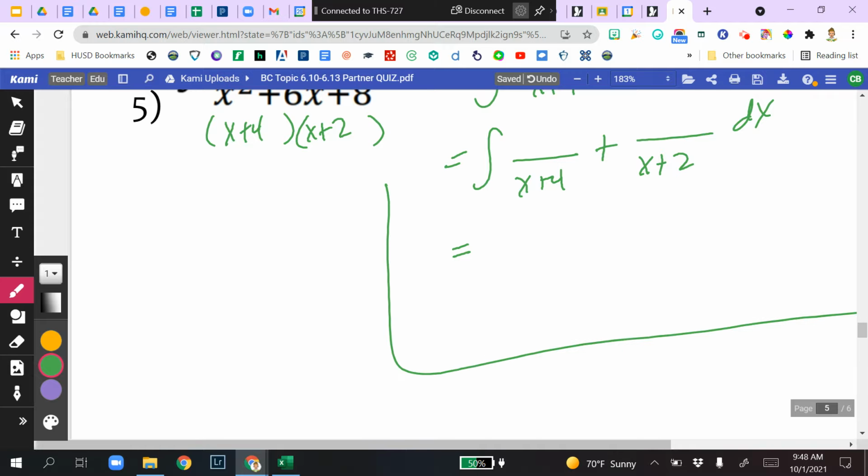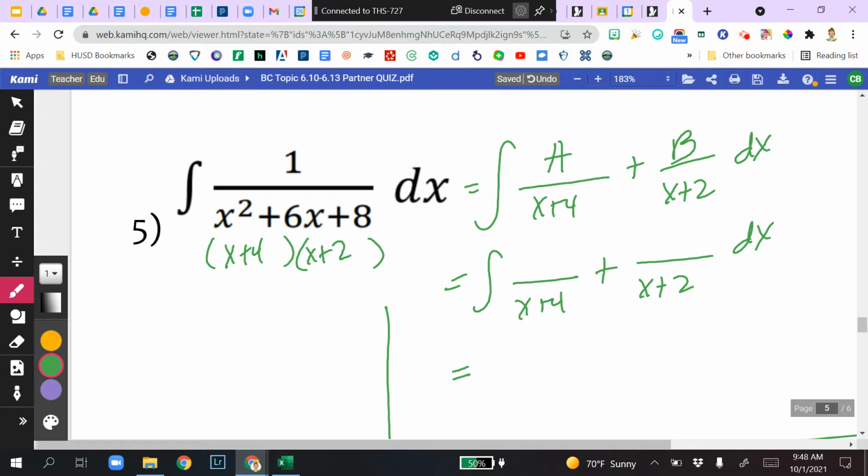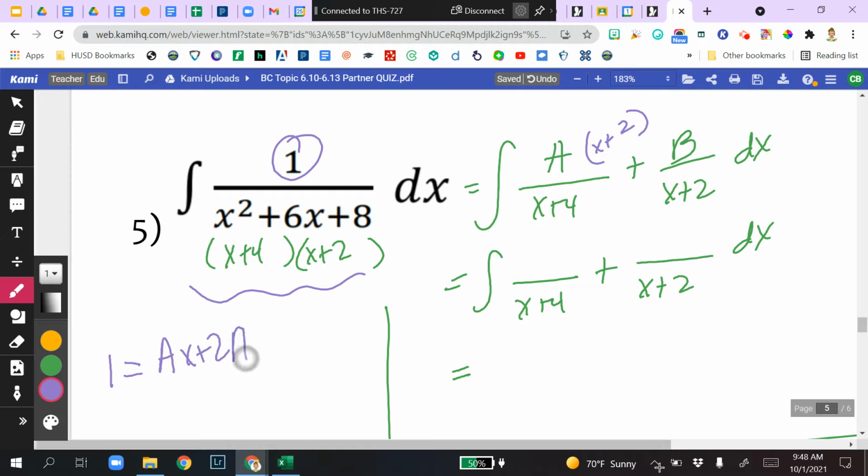Okay? All right, so I am going to multiply by what is missing. That is a shortcut, right? Really what we are doing is we're multiplying everything by this and canceling something, okay? But we just multiply by what's missing as a shortcut. I start by writing down 1 equals. All right, what should I multiply this one by? Good. So I'm going to distribute the A. I get Ax plus 2A. What do I multiply the B by? Good. So I get plus Bx plus 4B.